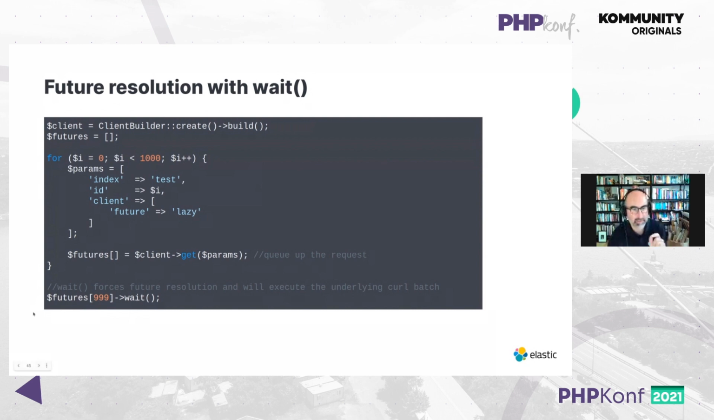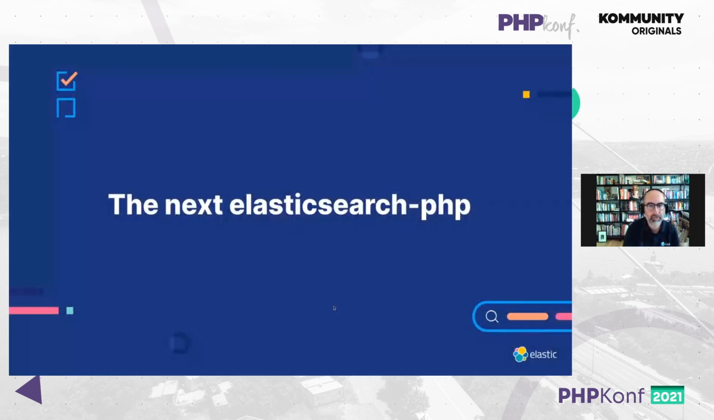When you read a specific document, you can force the resolution using the wait function. So the wait function is basically a way to force the resolution of a specific HTTP call. If you are interested, in the documentation there are more examples and more in-depth explanation.